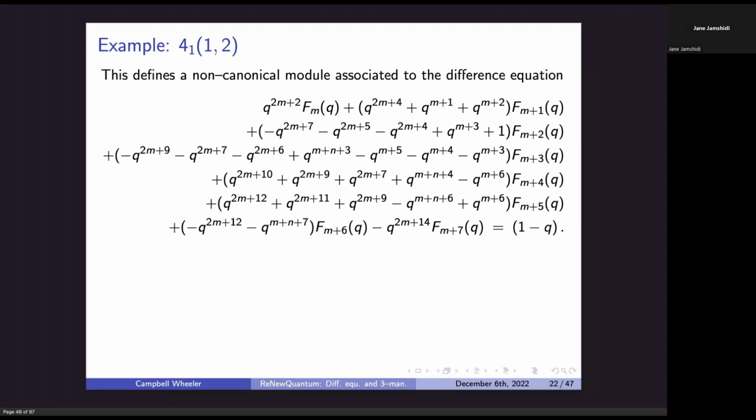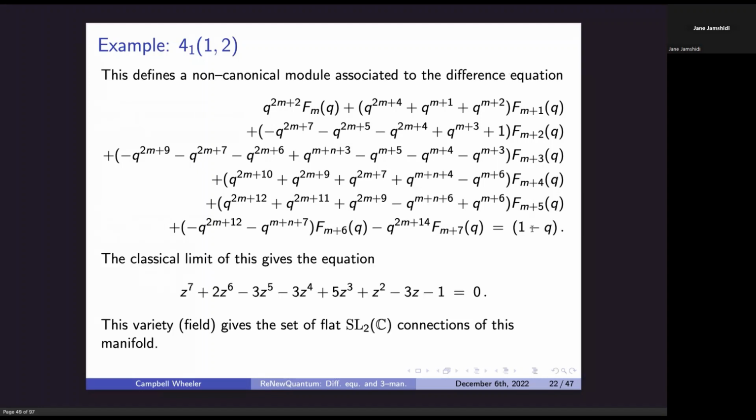And so here I can also take the classical limit. So you see it's a 7th order inhomogeneous equation. And again, if I set, these n's should be 0, sorry about that, in the equation. So if I set q to 1, and q to the m also to be 1 in this case, and just look at the shifts as powers of z, then this will give me a degree 7 polynomial. And this degree 7 polynomial defines a field with 1 pair of complex embeddings and 5 real ones. And this field is actually determining the set of flat SL2C connections for this manifold.